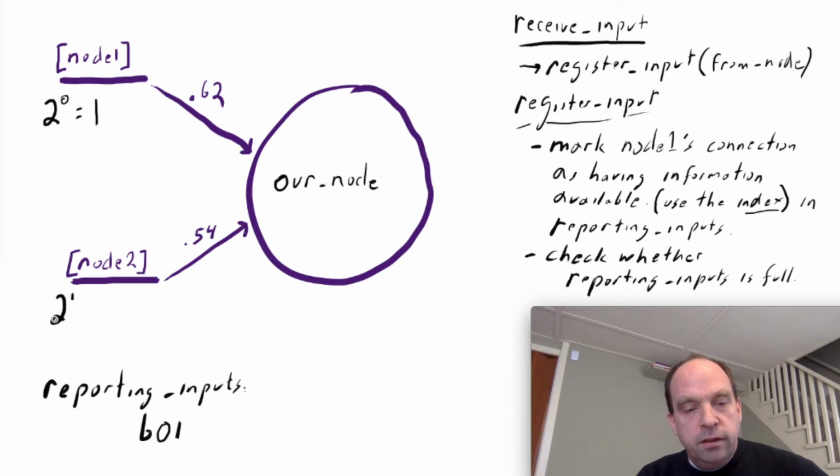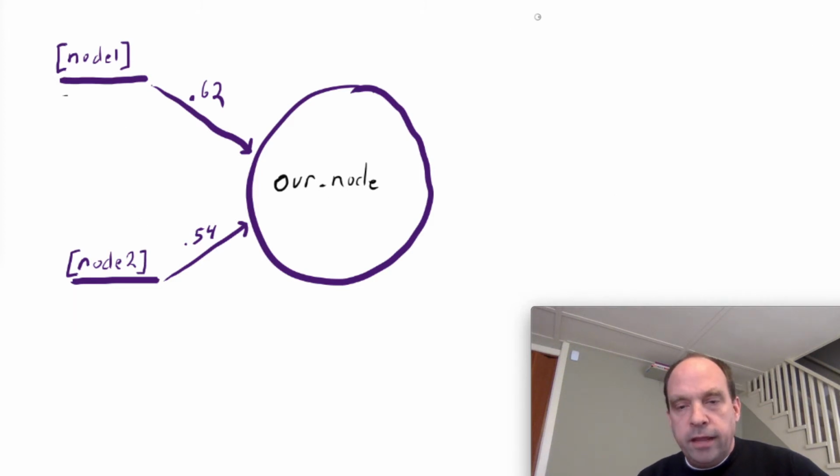Later, when node 2 comes along and tells us that it had some information, its index is 1, so the bit value we're interested in is the 2's place. We'll update reporting inputs, so now it has a value of B11, 1. Every bit is marked, so we're going to clear reporting inputs and return true from register input. This indicates to our node that all of its incoming connections have data available.